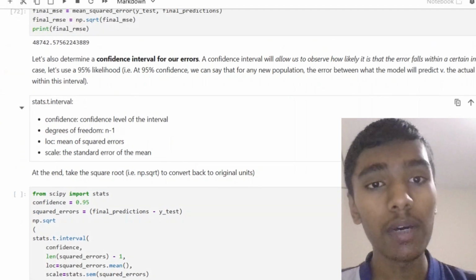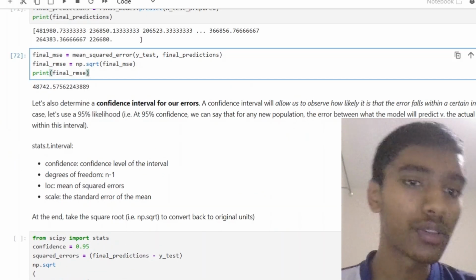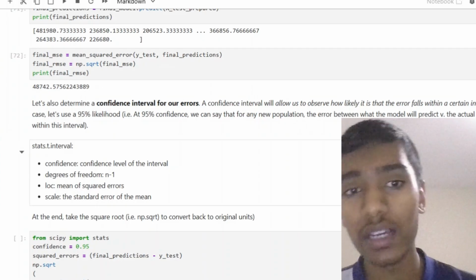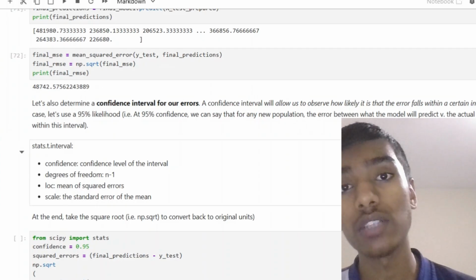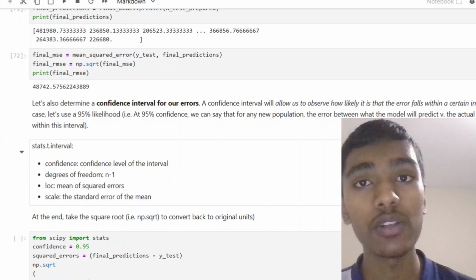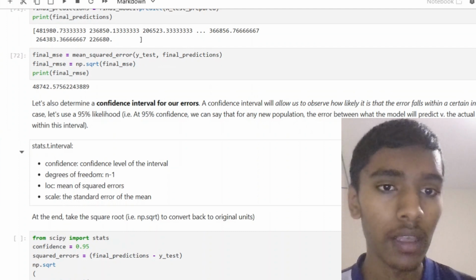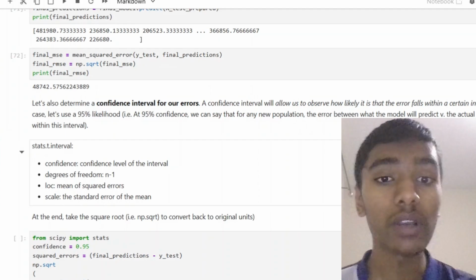All right, let's also do a confidence interval. So I want to go through all of them actually. So we calculated the root mean squared error. I also want to do a confidence interval. And then I also want to close off with a mean absolute percent error, or MAPE, as it is abbreviated. Okay, so a confidence interval.